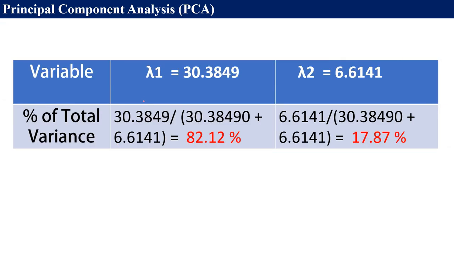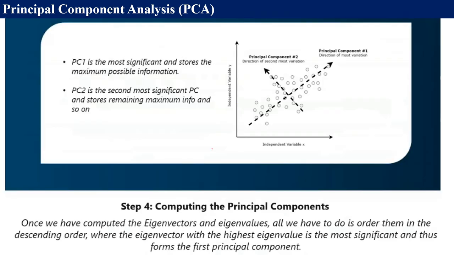Once we get this, we can find the percentage of variance also. So lambda 1 is equal to 30, so 30 divided by 30 plus 6. So we get 82% variance for lambda 1 and 17.87% variance for lambda 2. That means lambda 1 will be dominant in whatever principal component we get using lambda 1, because it has a variance of 82%.